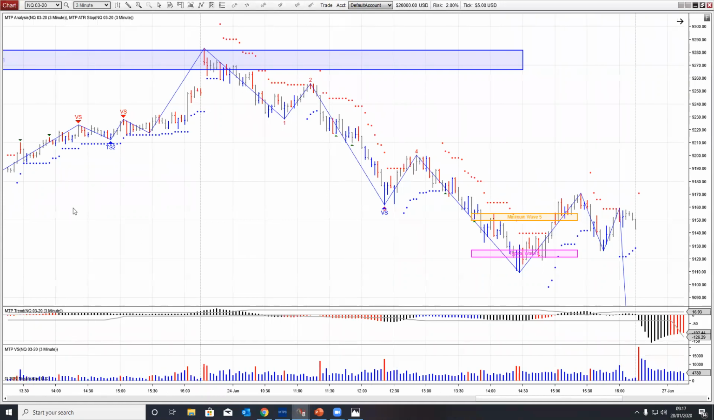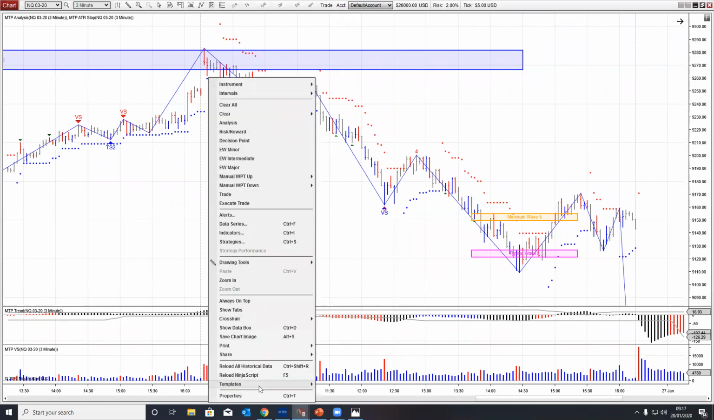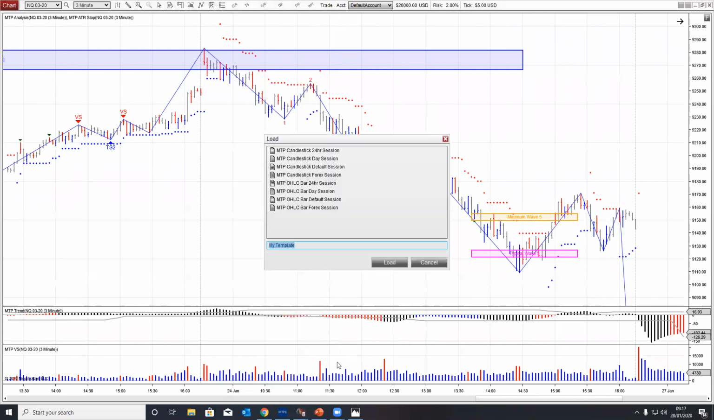Yes, Wolfgang, if you're in NinjaTrader 8, our templates we use, right mouse click, templates, load, and there we have our MTPredictor template. So if you're following the E-minis, I tend to use the day session one. If you're following other markets, you can either use the 24-hour session or the default session, which takes the standard session from NinjaTrader, or if you're using Forex charts, you can use a Forex session, but you'd normally use the 24-hour session if you're following other markets.